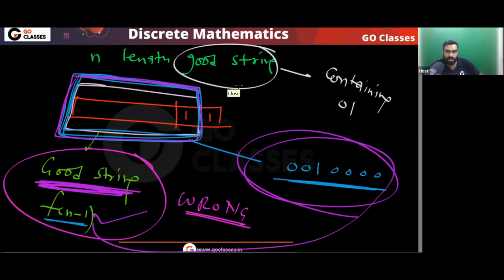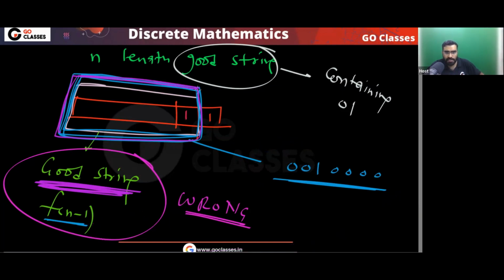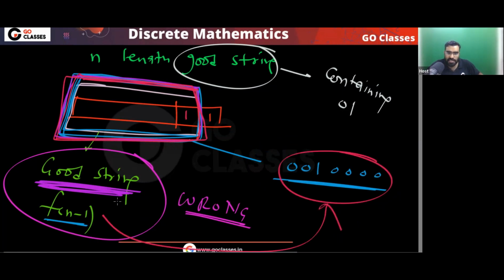But that is not possible here, because already it is ending with 1. Is this point clear? Please notice this area. If you say fn minus 1, good strings of length n minus 1, then you are considering this string, because this is also a good string of length n minus 1. But this string cannot go here, because you are ending with 1 1.